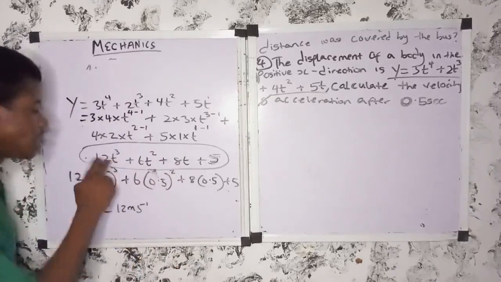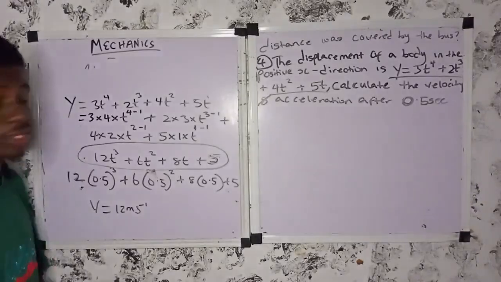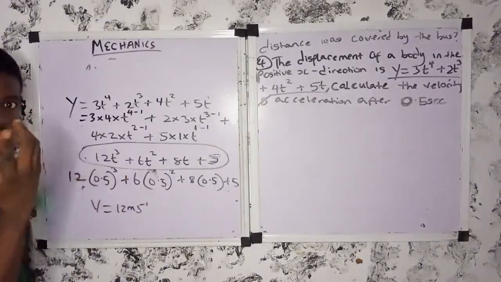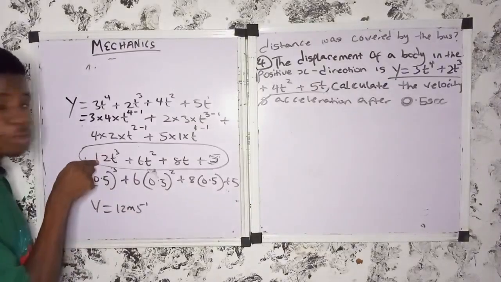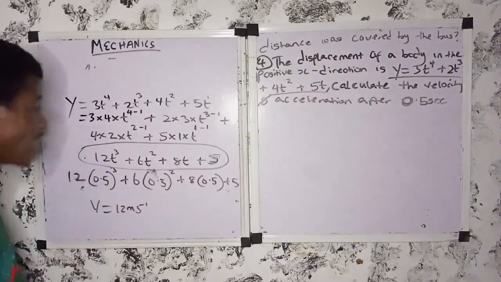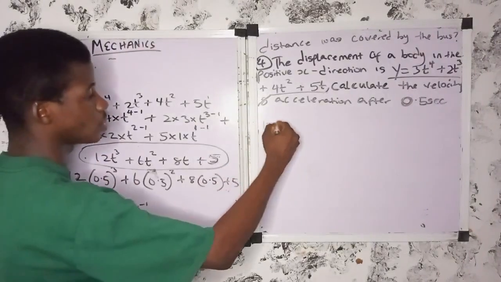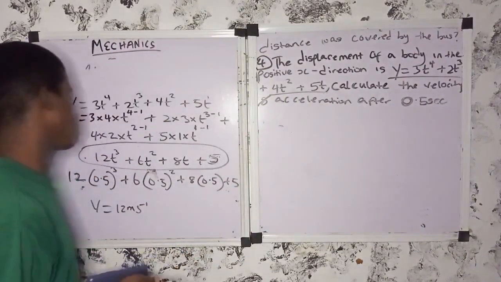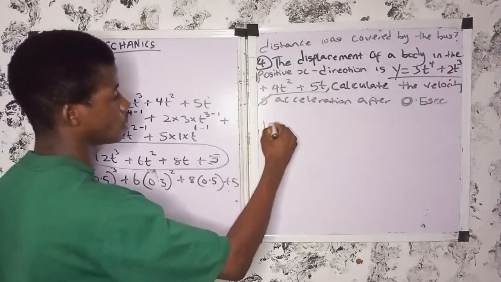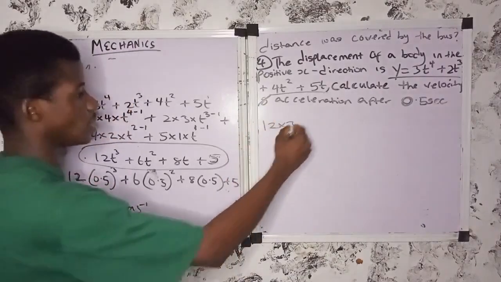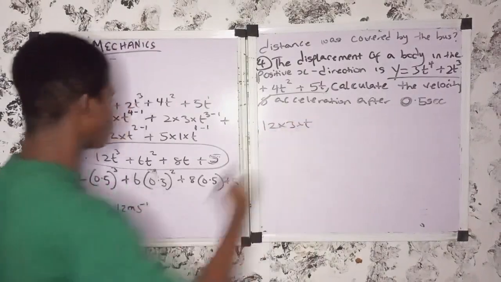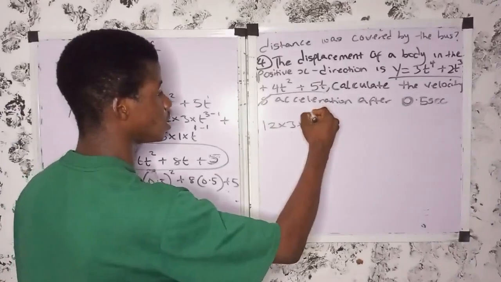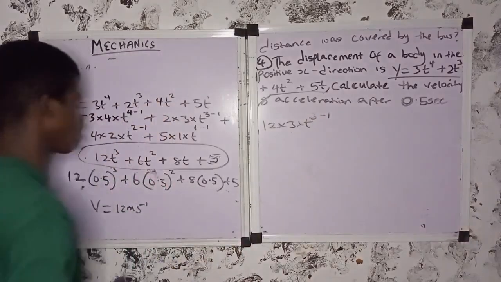So let's differentiate this one again. I've taught you guys how to differentiate using the power rule: multiply the power with the coefficient, then subtract 1 from the power, right? So now it will be 12 times 3, then times t. Remember, we subtract 1 from the power, so 3 minus 1.